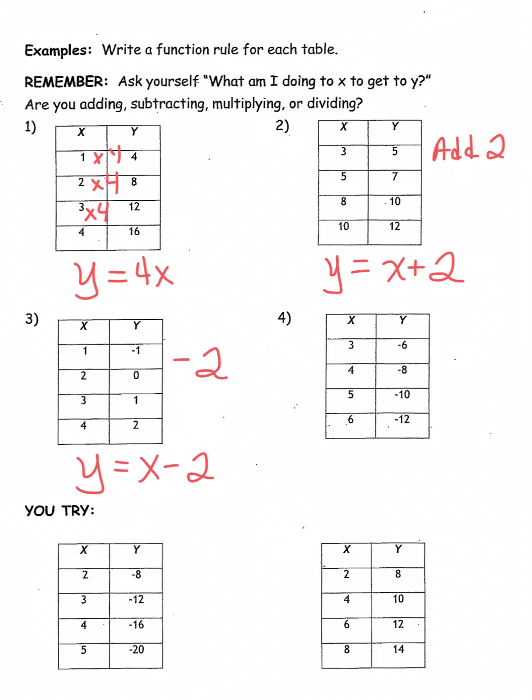And the last one, we're going from 3 to negative 6, 4 to negative 8, 5 to negative 10. Okay, so I must be multiplying by a negative number. And if you think about it, you're multiplying by negative 2. I'm multiplying x by negative 2 to get my y. So when I write my equation, I write y equals negative 2x.